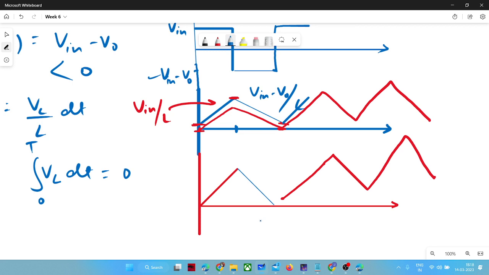Saptarshi sir told that the voltage equal to zero, integral of VL dt equal to zero, holds only in steady state. It will not be valid in the transient state. That's why I'm asking. So I will have to discuss with him. I will get back to you. Okay, sir. We can continue.